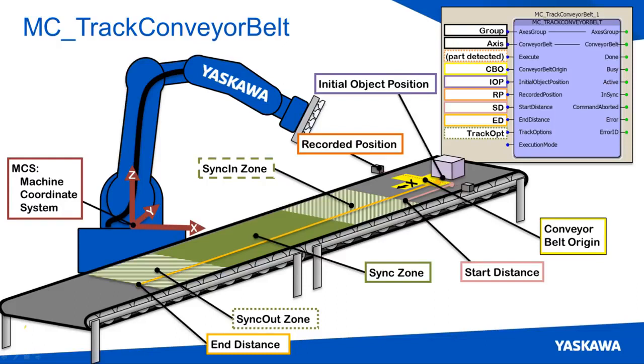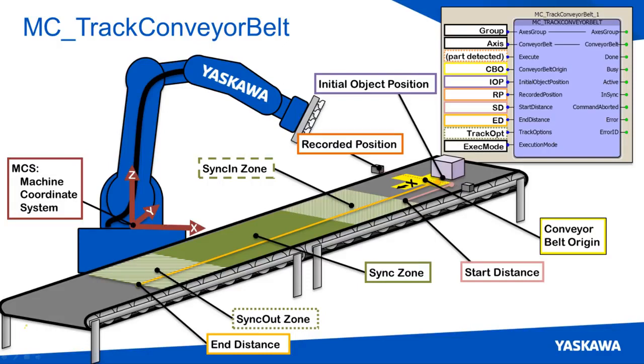So that covers everything in the MC track conveyor belt except for that bottom input, which is the execution mode, and we are going to talk about the execution mode in this discussion, but not on this slide. So these are the inputs to the MC track conveyor belt function block. Before we start, we have to define the conveyor belt origin, the start and end distance and track options of the synchronization zone, the initial object position, and the execution mode. And then once we're ready to go, we'll put in our recorded position and execute the function block.